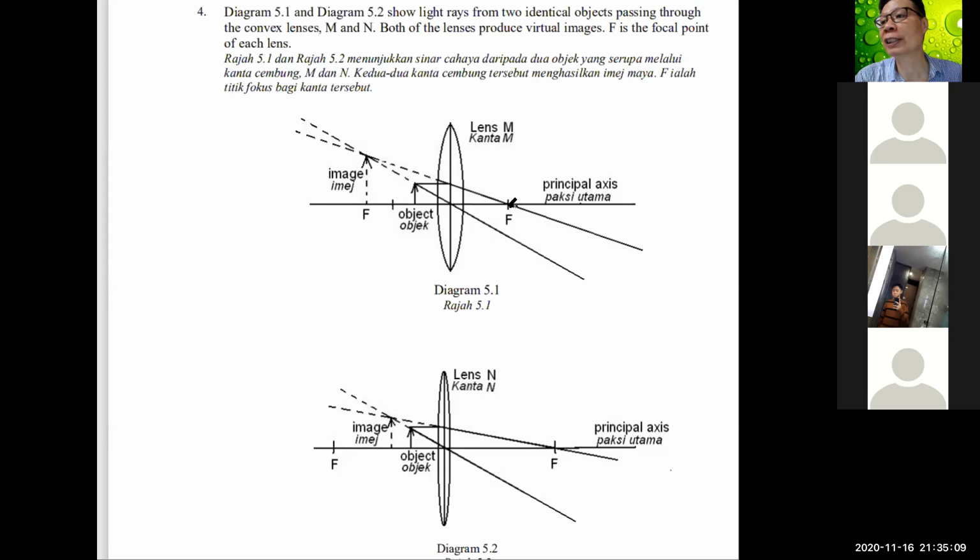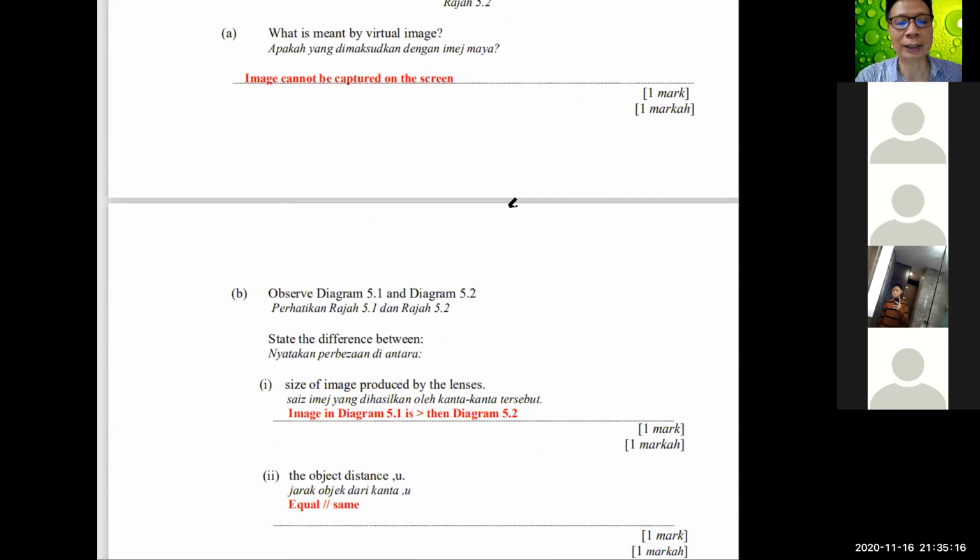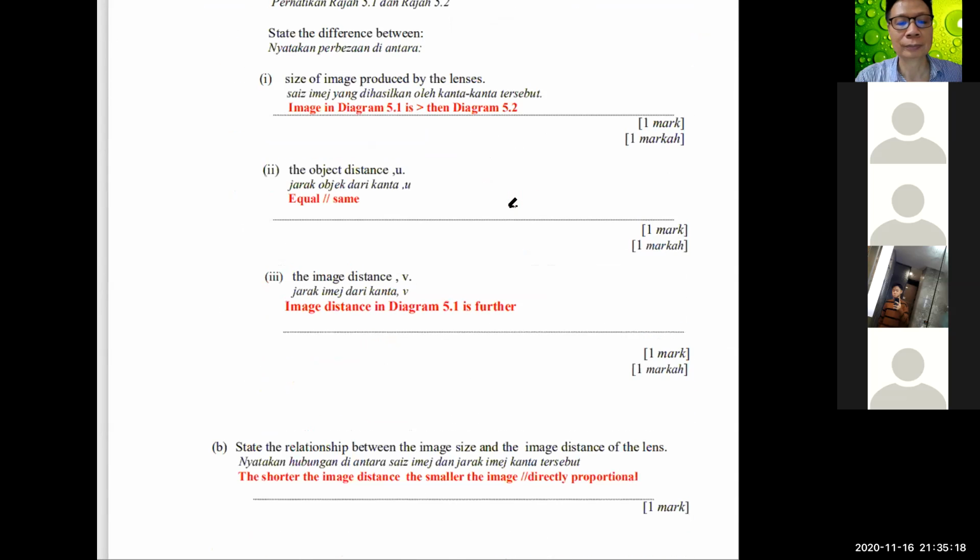So you should say the image distance first. The image distance affects the size of the image, isn't it? So the answer is like this: the shorter the image distance, the smaller the image. Yes, correct, or directly proportional. The shorter the image distance, the smaller the image. The longer the image distance, the bigger the image. You say it like that, okay?